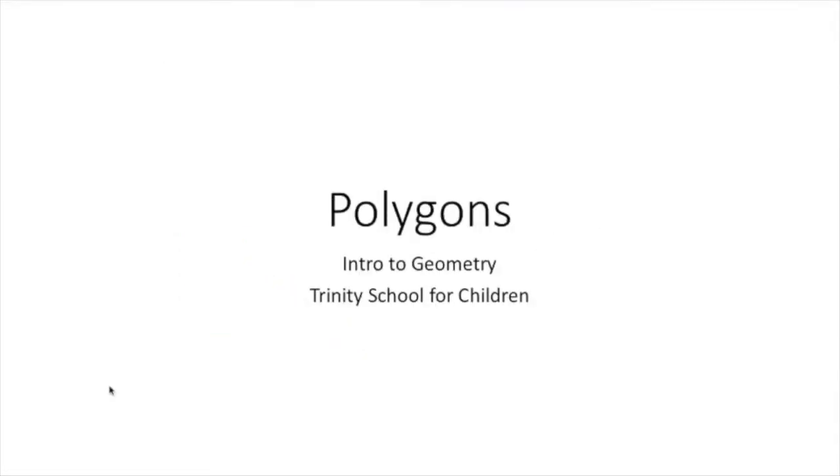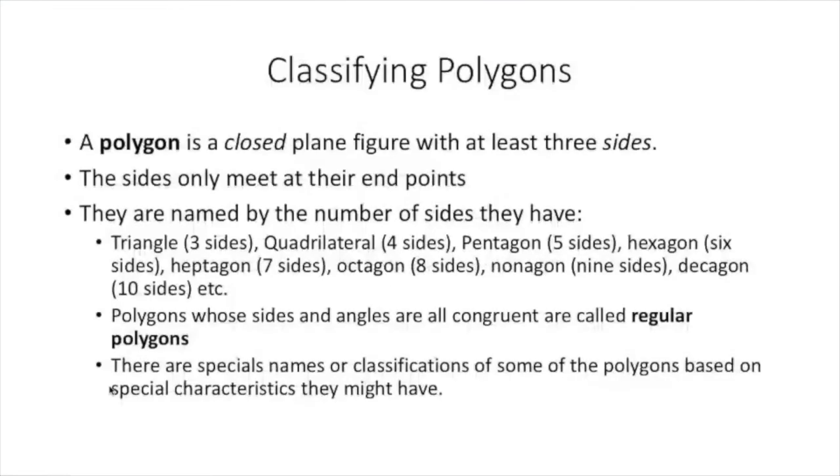All right, we're going to talk about polygons now. A polygon is just a closed figure on a plane with at least 3 sides. And the sides don't overlap when we talk about polygons for the most part. If you do get a little further in math, you'll see that there are cases when we talk about this a little bit, but when we talk about polygons in general, the sides meet at their endpoints. And they're named by the number of sides they have. Triangles, quadrilaterals, pentagons, hexagons, heptagons, octagons, and so on.